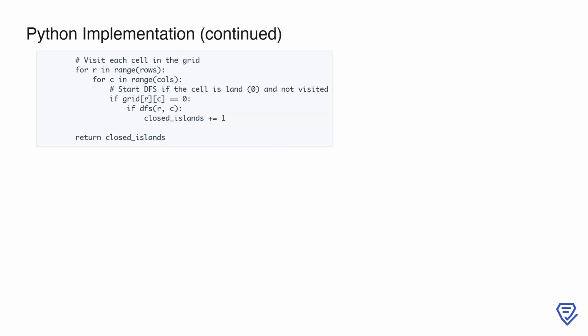Now, we iterate through every cell in the grid using nested loops. The outer loop iterates over the rows, and the inner loop iterates over the columns. For each cell, we check if it represents land, indicated by the value 0, and if it hasn't been visited yet. If both conditions are met, we call the DFS function starting from that cell. If the DFS function returns true, meaning the island is closed, we increment the closed_islands counter by 1. Once we have visited all the cells in the grid, we return the value of closed_islands, which represents the total number of closed islands. This implementation efficiently combines grid traversal with depth-first search to solve the problem.